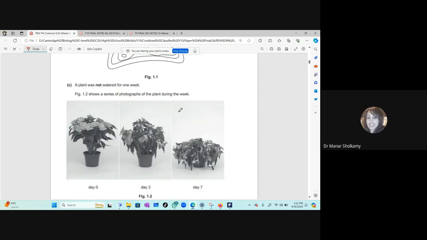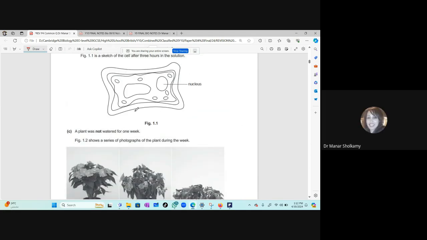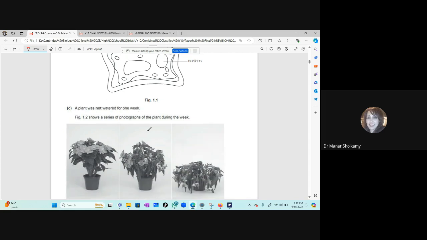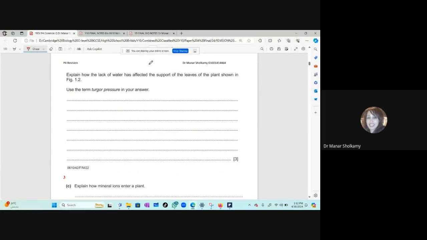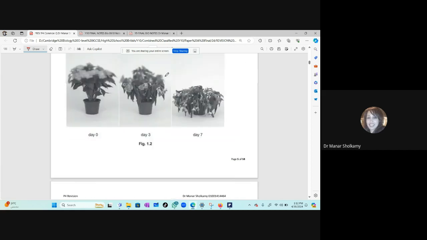Okay, next. Now, plants. They love plants. Here is a picture that you can discuss without even reading the question. What is happening to this plant and why? Wilting. Very good. They will ask you to discuss what is happening and use the term turgor pressure in your answer. Sometimes they tell you to use the term water potential. So we want to use both terms, water potential and turgor pressure, to explain what is happening here.